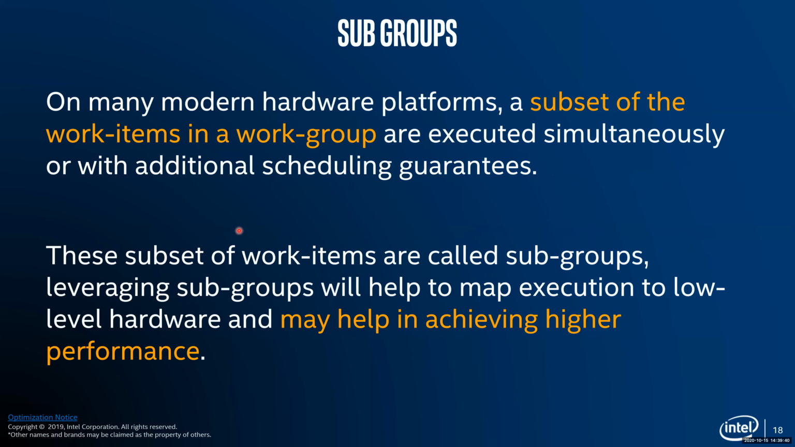So let's look at subgroups. On many modern hardware GPUs, usually a subset of work items in the work group are executed simultaneously or with some additional scheduling guarantees. These subsets are usually called subgroups, and leveraging this subgroup will help you to map execution to lower level hardware, and this will help you to achieve higher performance. So let's look at how this is done.